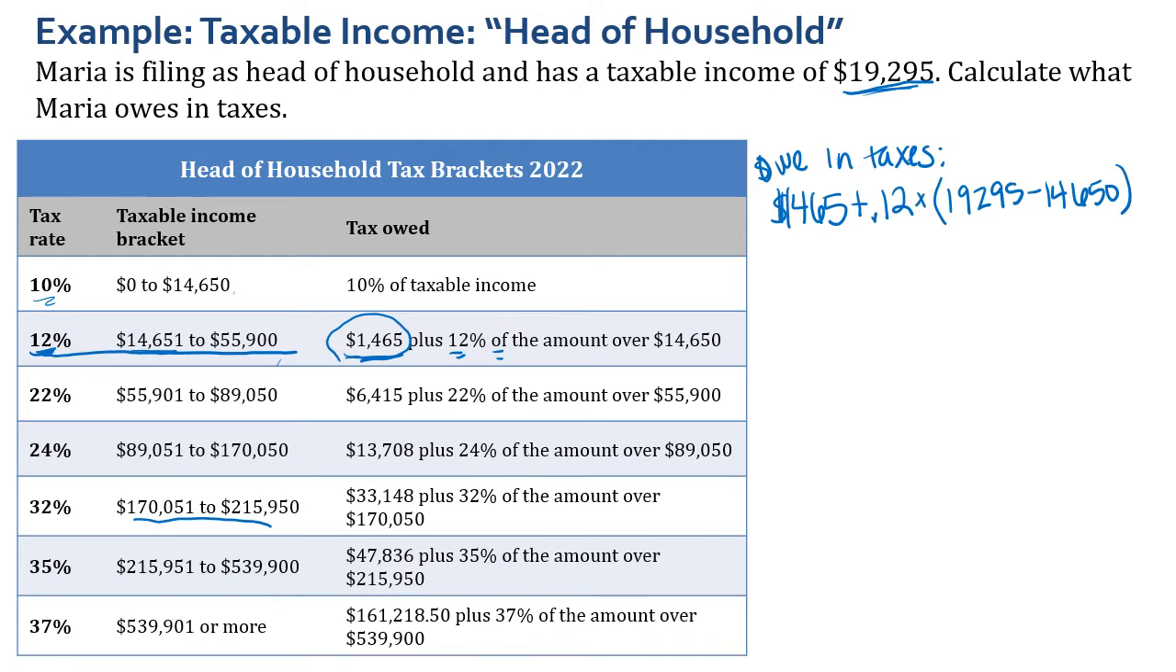So that's what she has made. This amount is what she'll have made over $14,650. So when we add all of these up, we end up getting that she owes $2,022.40. Let's do a few more of these.